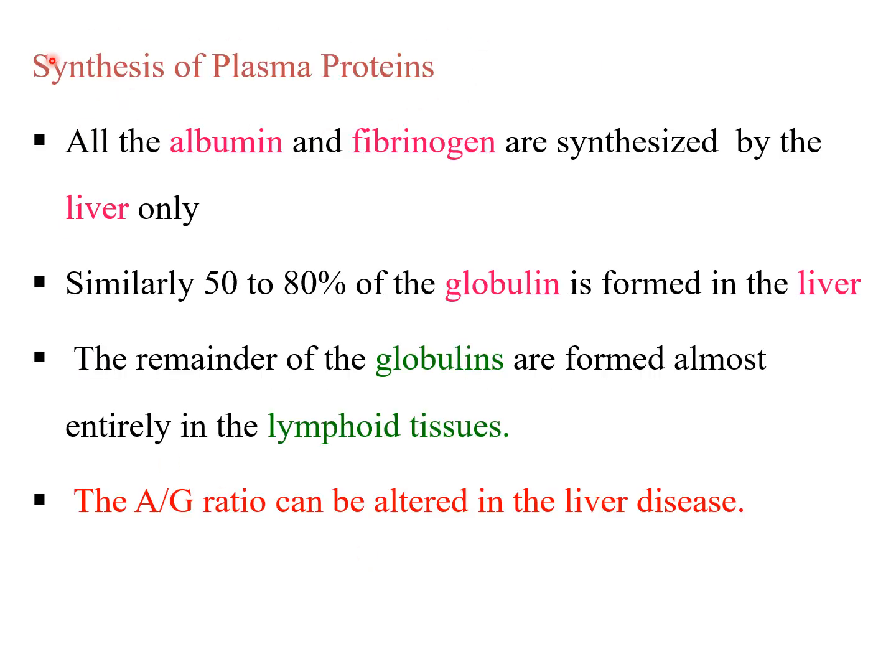Synthesis of plasma protein. All albumins and fibrinogens are synthesized by the liver only. Similarly, 50 to 80% of globulins is formed in the liver. The remaining amount of globulins is formed entirely in the lymphoid tissues. The A/G ratio can be altered in various liver diseases.